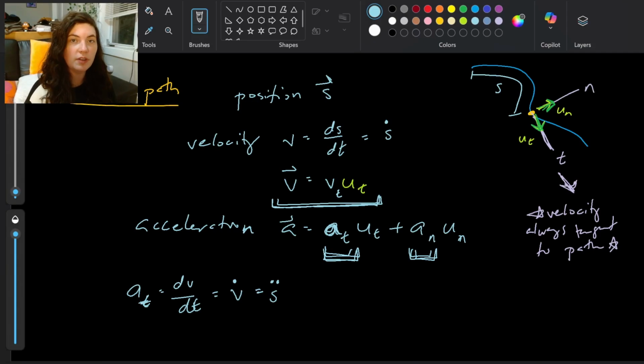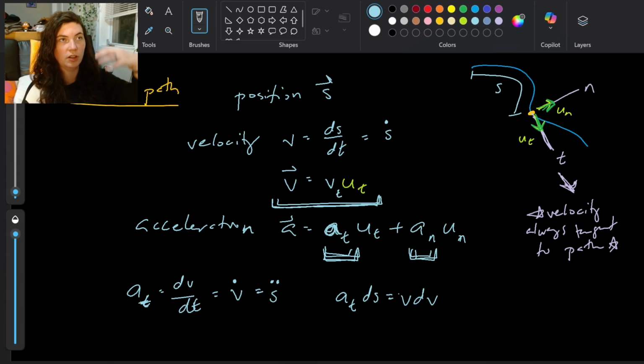We can also find this tangential acceleration through way back when we learned the rectilinear relationships. The relationship of a ds equals v dv also holds true here. It holds true for our tangential acceleration. This relationship between the velocity that's only in the tangent direction has that relationship for our tangential acceleration. So tangents stay with tangents. And then we have to figure out what to do about this normal, right?